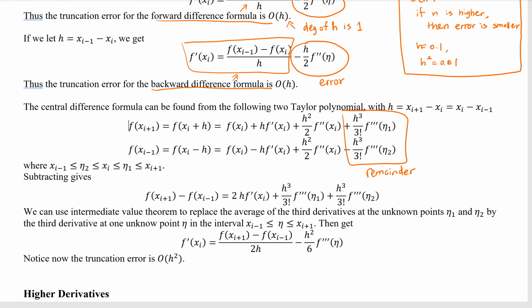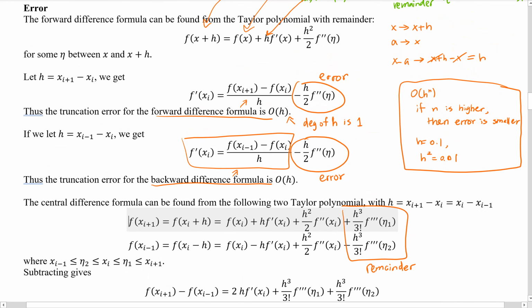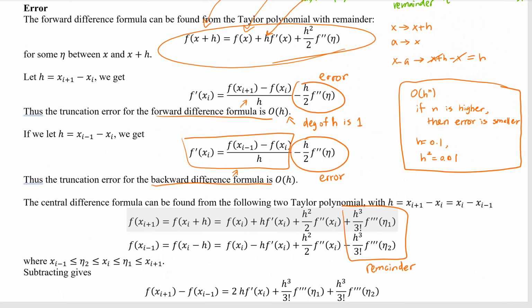Alright, so now compare these two formulas, okay? So let's see, how do we get this? Because look at the first one, f of x_{i+1} is f of x_i plus h, right? And we have this formula. We just insert one more term at the end, okay? And then now you can see the h squared and h cubed there, okay?